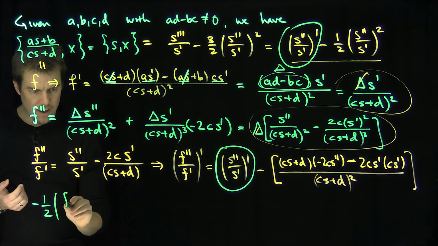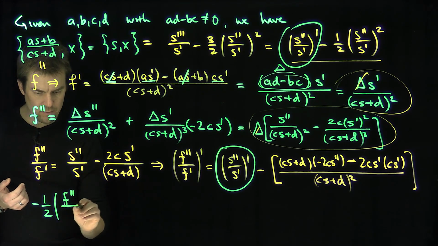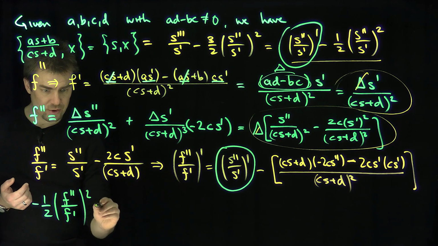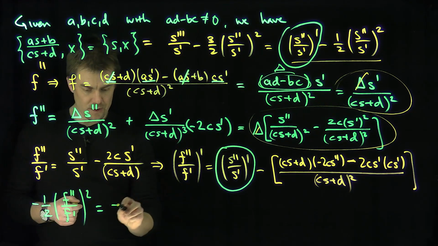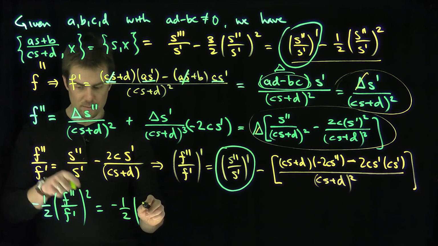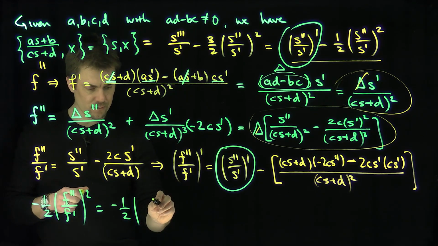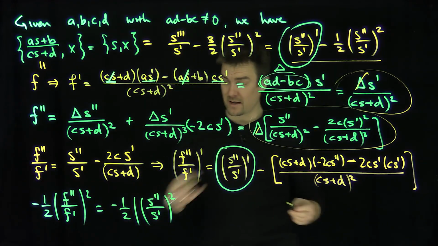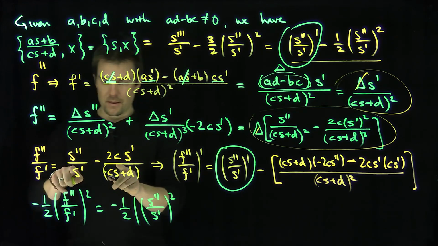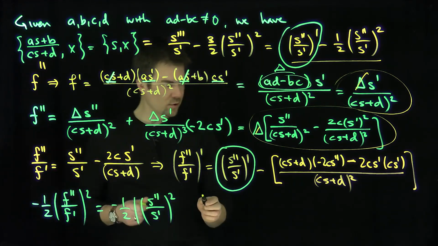And now I have to compare 1/2 f double prime over f prime quantity squared. So I'm going to square this term over here. And what do we get if we square this term? Well, I'm going to have a negative 1/2 times this term squared, right? The first term squared, s double prime over s prime squared. Beautiful. That's exactly the term I need. And then I'm going to have this times 2, right? So that's going to be a total factor of what?